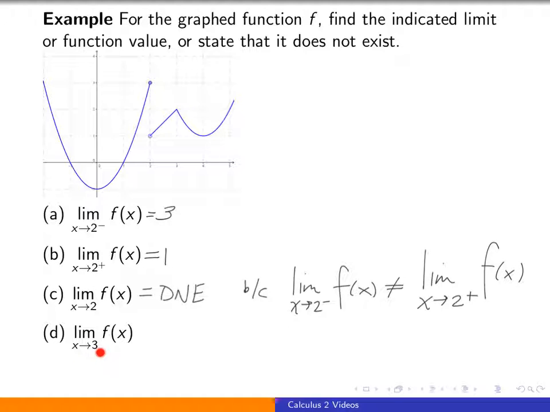Lastly, the limit as x approaches 3 of our function. If we plug in an input close to 3, whether it's on the left or on the right, we see that the outputs are going to be close to this point here, which is an output of 2.